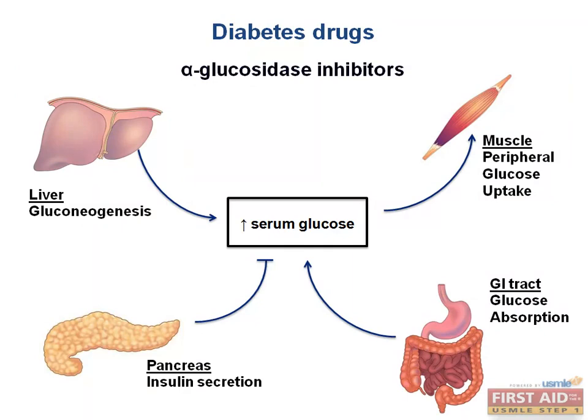Now back to our diagram. Where will alpha-glucosidase inhibitors have their effect again? Great, on the gut, preventing dietary absorption of carbohydrates.